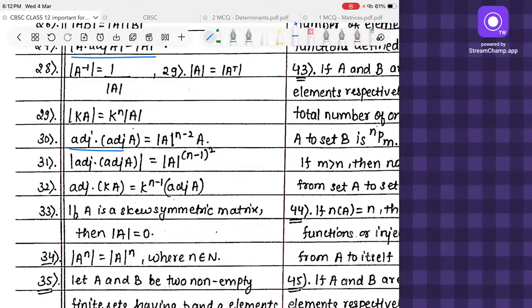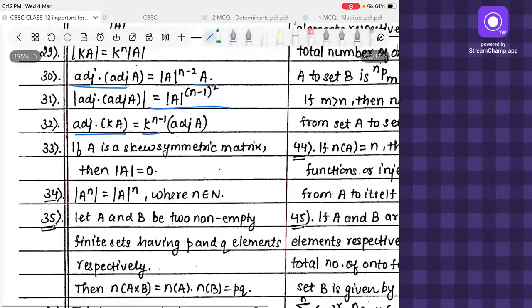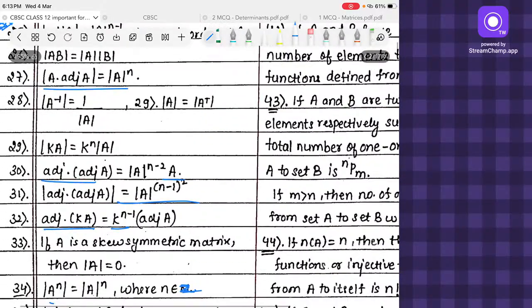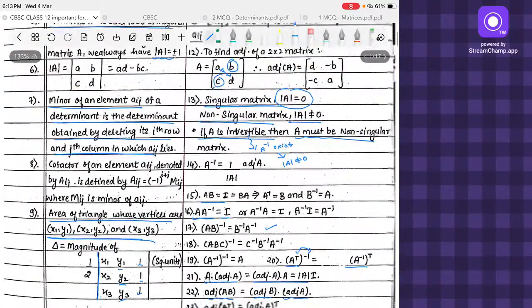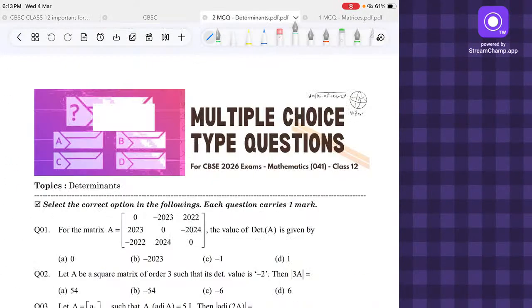And adjoint of A is equal to determinant of A power of n minus 2 into A. And adjoint of kA, if you take k outside, is k power of n minus 1 into adjoint of A. Here determinant of A power of n, n is any integer. These are some important formulas related to matrices and determinants. Now let's start some problems.